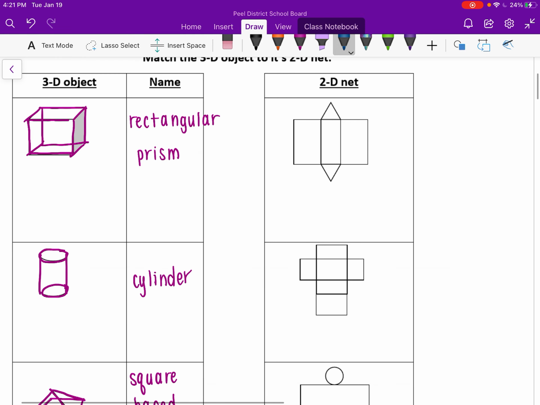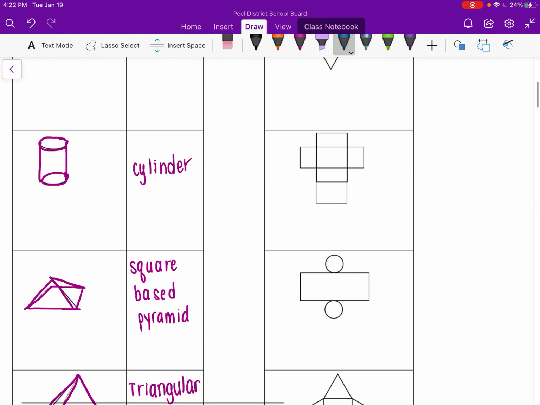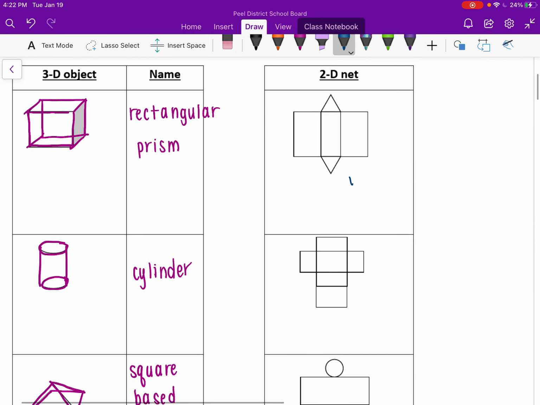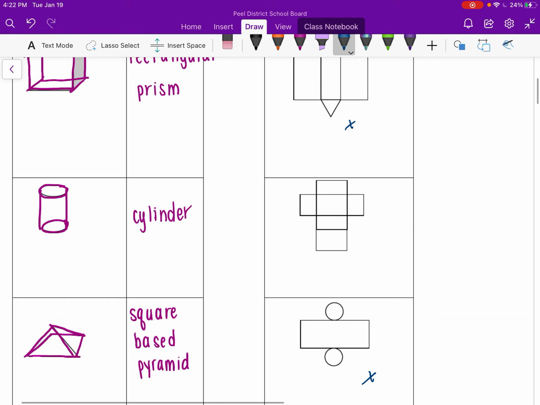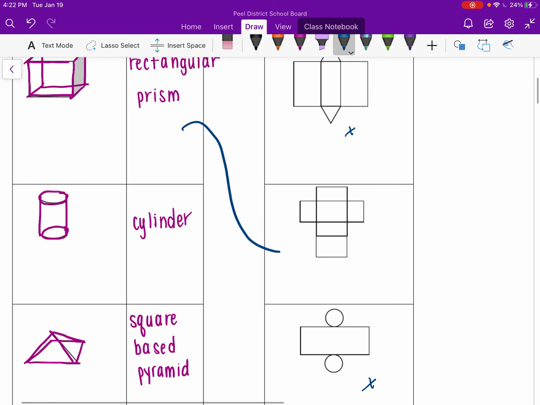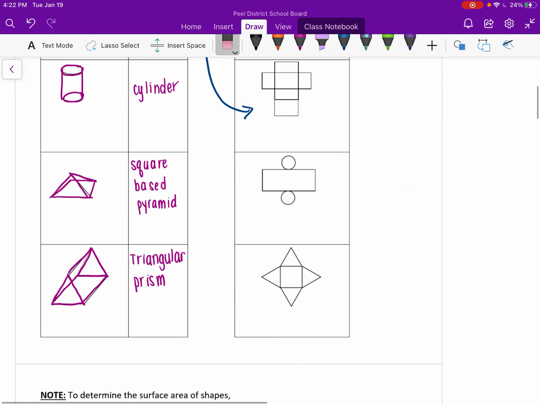So let's start off with the rectangular prism. I know that in a rectangular prism, everything is a rectangle. So I'm going to go back here and look. Which one is a rectangle everywhere? Nope, I have some triangles there. I have some circles there. I have some triangles there. So it can't be that. So I know it's this one. I know that it's that one, right? Really easy. The first one's usually the easiest.